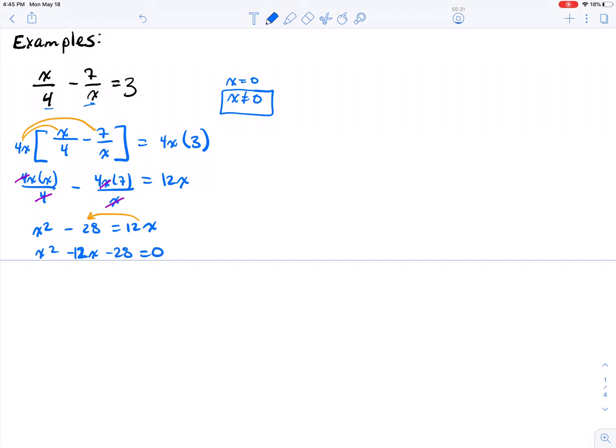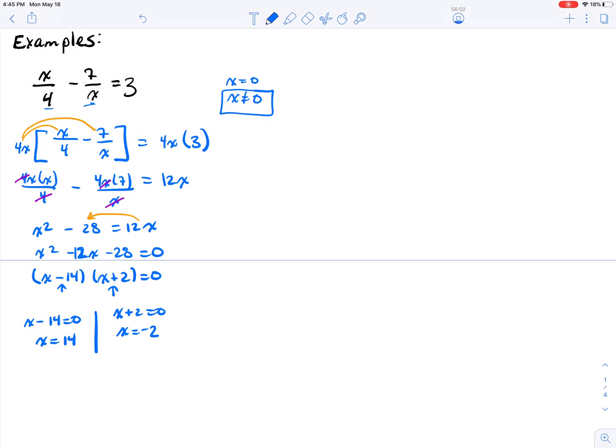I can actually factor this quadratic to x minus 14, x plus 2 equals 0. And now to solve each individual solution, I'm going to isolate out each of these factors. So x minus 14 equals 0, x equals positive 14 is one solution. The next one, x plus 2 equals 0, x equals negative 2 is the other solution.